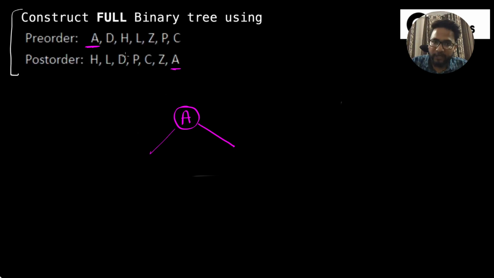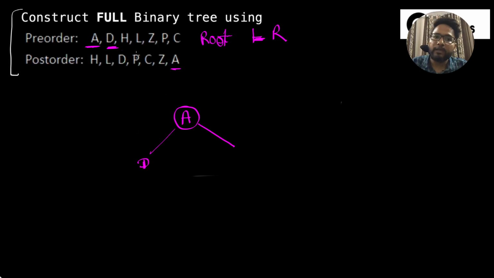Now tell me, pre-order is root, left and right. So on the left, can D be there? At a minimum, D will be there, because the left cannot be null, so the right cannot start from here. See, root is A, so the right cannot directly start from D. At a minimum, D will be on the left. That is for sure. I hope you are understanding.